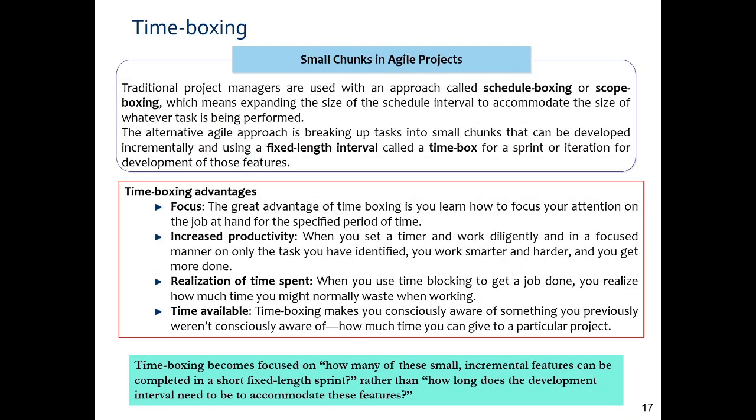Moving next is time boxing. That is small chunks of time fragments in agile projects. What are the advantages? The time box is a fixed interval. The interval could be 2 weeks or 4 weeks, right? To do the sprint. The advantages are focus, that is, in this week, what am I going to achieve? And increased productivity.